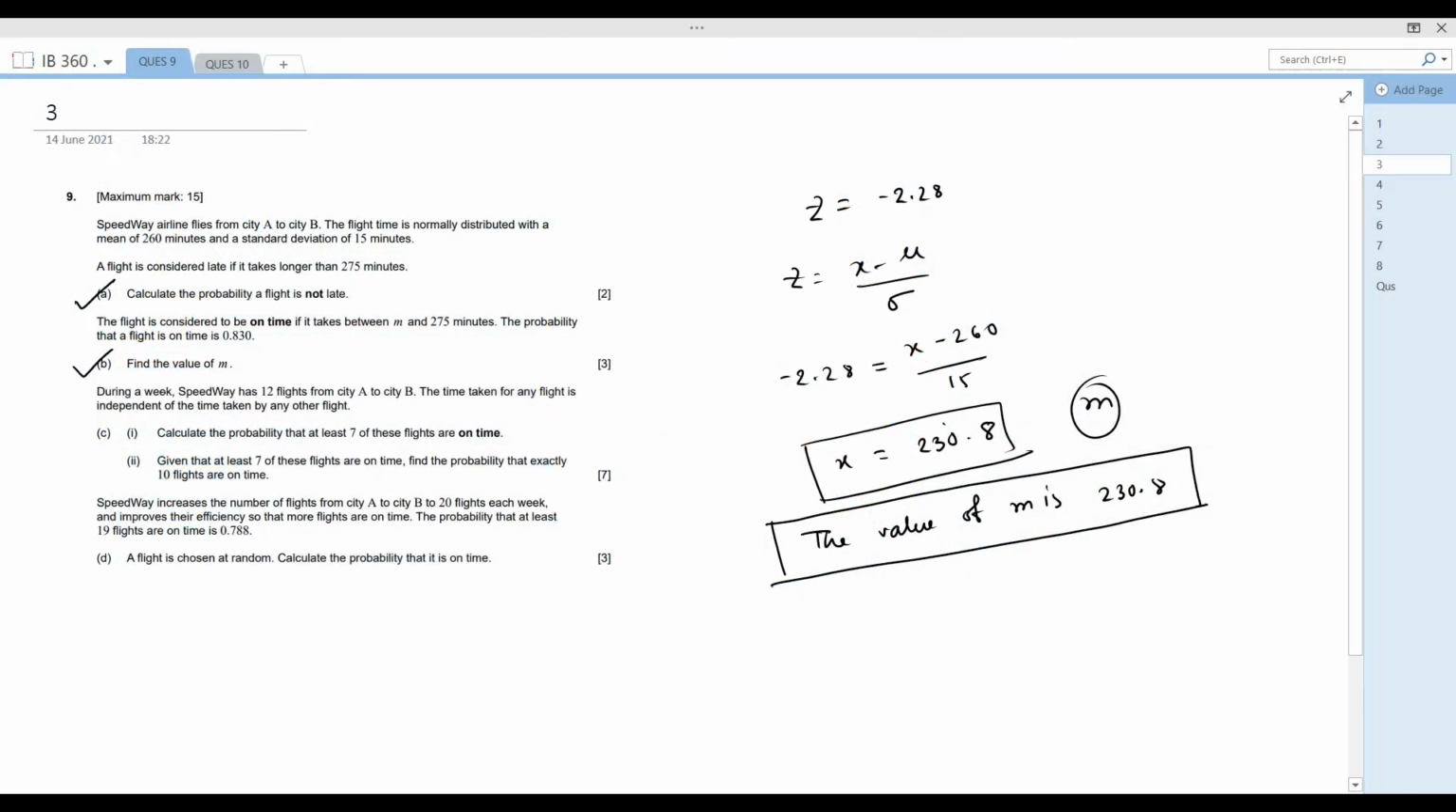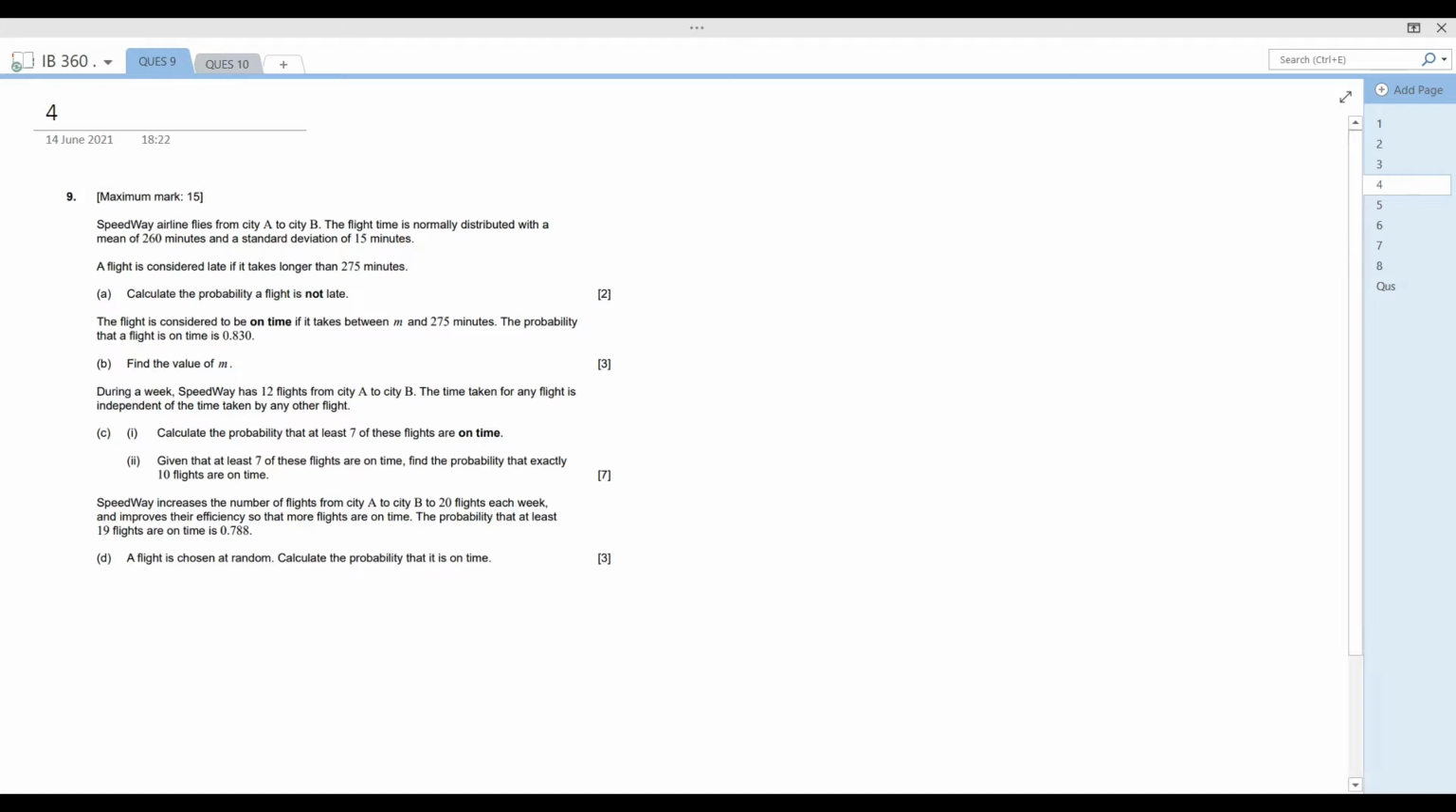During a week, Speedway has 12 flights from city A to city B. Let me take one new page for this problem. During a week, Speedway has 12 flights from city A to city B. The time taken for any flight is independent of the time taken by any other flight. Calculate the probability that at least 7 of these flights are on time.